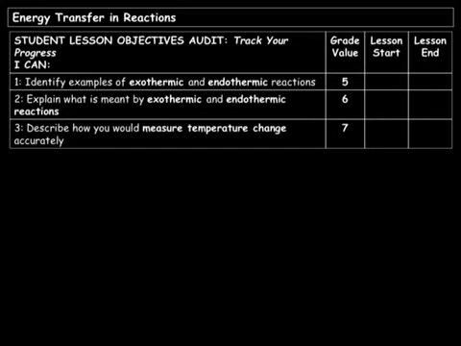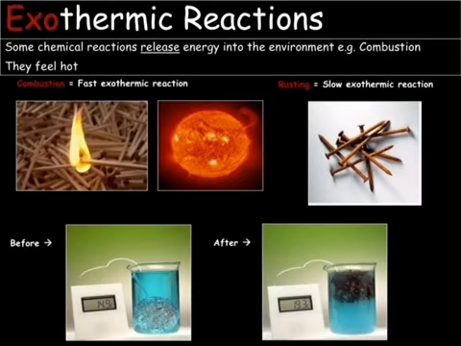We will look at what is meant by exo and endothermic reactions, and we will have a look at how we would measure temperature change accurately. All chemical reactions involve a change in energy. This can either be an intake in energy or an output in energy. If a reaction releases energy into the environment, then it is an exothermic reaction.